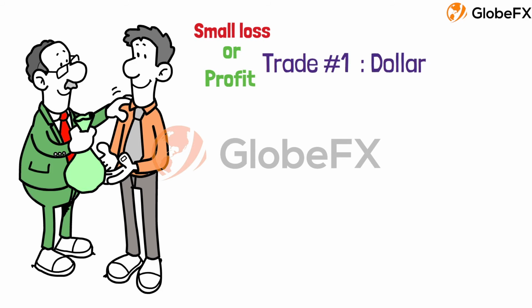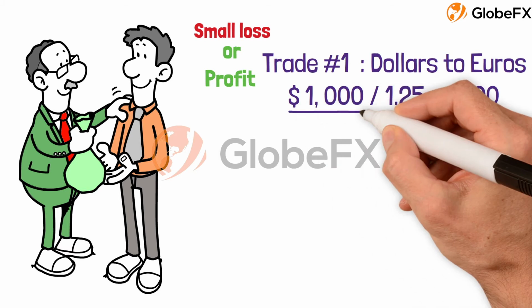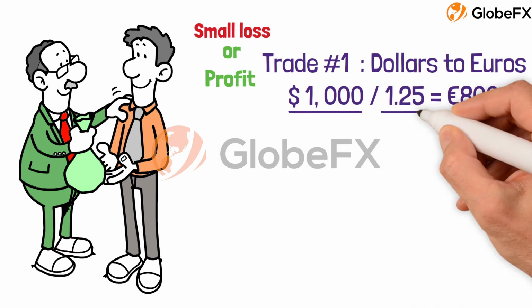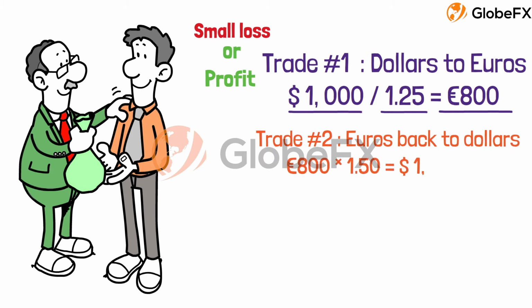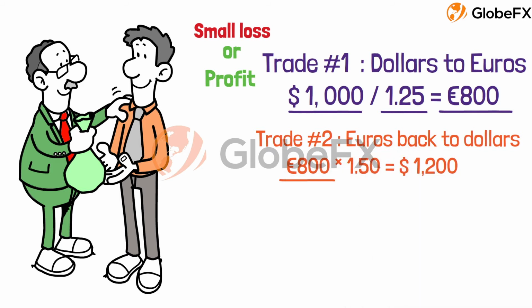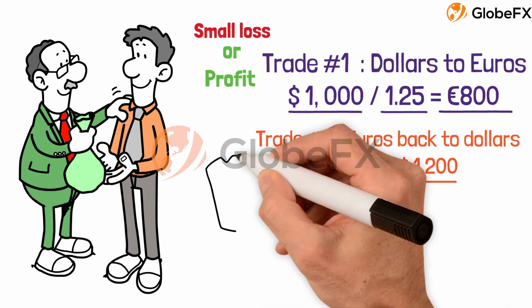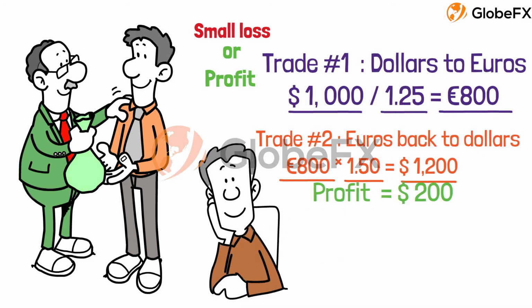So let's review some of those numbers. We started out with the initial trade of $1,000 being converted at the exchange rate of $1.25 into 800 euro. From there, we traded those euros back into dollars. In order to do that, we're going to unwind a division problem by doing a multiplication problem. We take those 800 euros, we multiply by the new exchange rate of $1.50 because the dollar has gotten weaker, and we wind up with $1,200. I don't know if that's entirely fair, but you profited in this trip by $200.